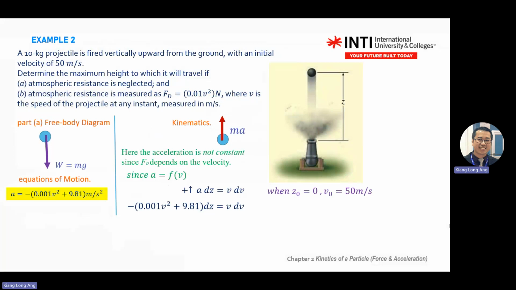When you reach maximum height, your velocity is 0. In this case, the maximum height might be different from section A, because in section B, you consider the friction force. So the height of Z in A will be higher than in case B. Right? So if you get your answer for maximum height and B is higher than A, then something is already wrong.